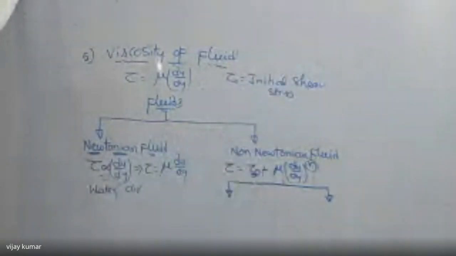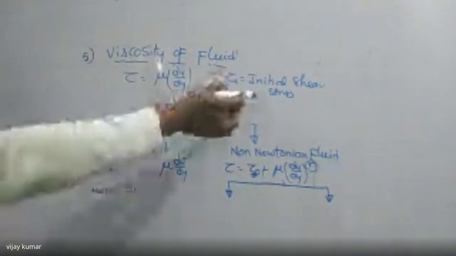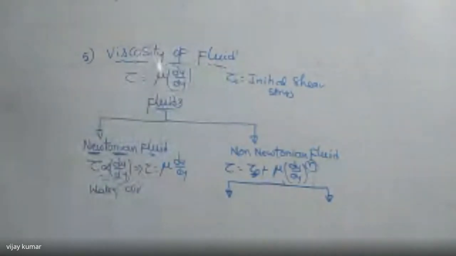Initial shear stress means the fluid has stress between the particles without application of an external force, before the fluid deforms. Actually, stress is always developed inside the fluid by the application of an external force. But in nature, some fluids initially have some stress without any application of force. Best examples are paints and gels. So there are different types of fluids. After application of the force, the fluid deforms.